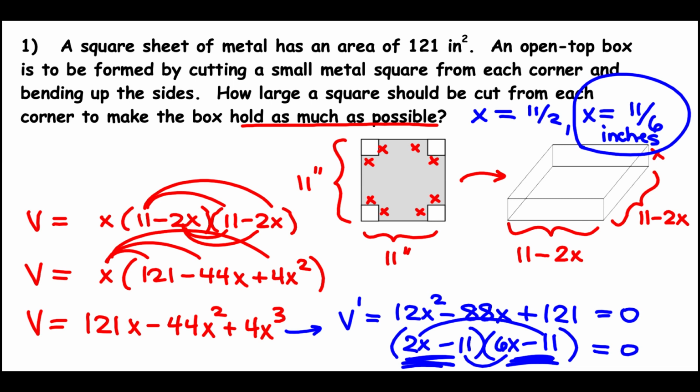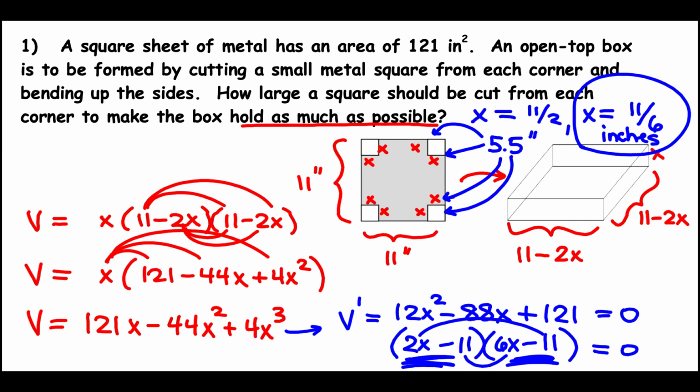What's wrong with the 11 halves? Well, 11 halves is 5.5 as a decimal. Can you imagine cutting off 5.5 inches from each side? I can tell you what the volume would be when you folded that up. It'd be 0. Because you wouldn't have anything left to fold, because 5.5 plus another 5.5 is the entire 11. You would cut 4 big squares and they would all just fall off and you wouldn't have anything left.